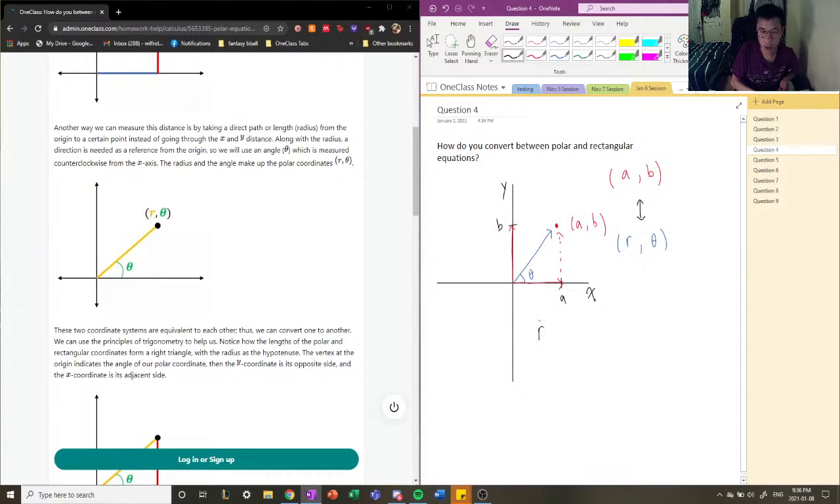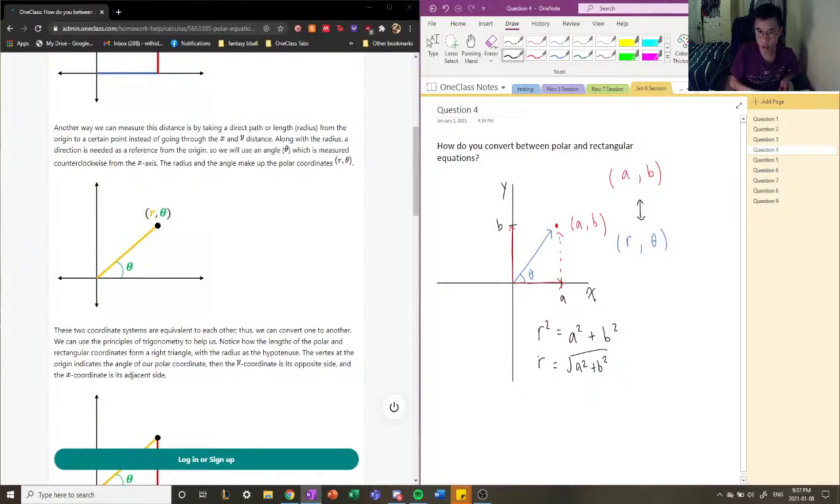So how do we calculate for r? r is the distance from the point to the origin. It can be found using the Pythagorean theorem. The Pythagorean theorem states that the hypotenuse squared is equal to the sum of the side lengths squared. Since we see here that there's a right angle triangle, we can use the Pythagorean theorem, and by saying so, we can say that r is equal to the square root of a squared plus b squared. So that's how we find r, and that's how we convert AB into r.